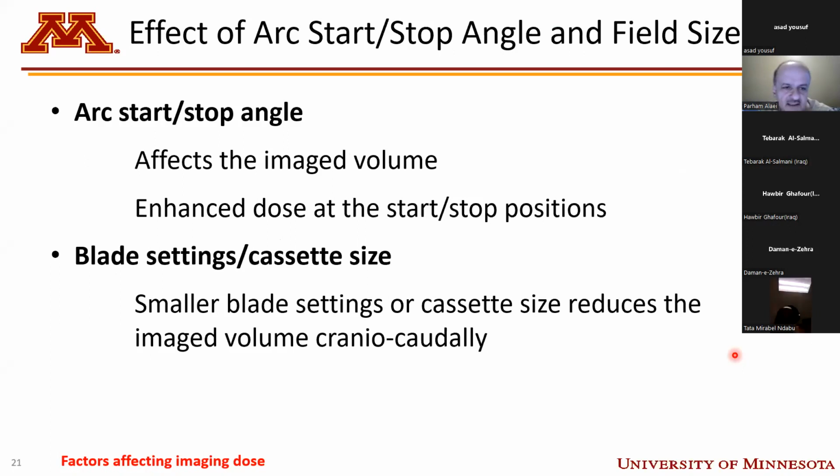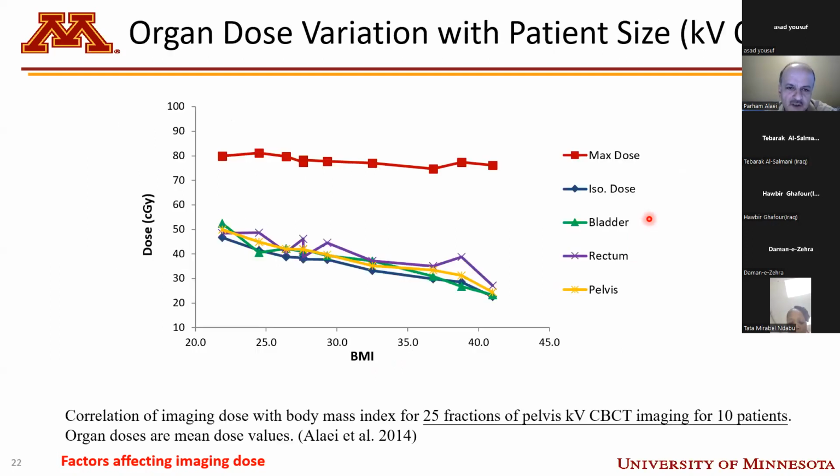The arc start-stop angles are applicable mostly to partial arc imaging. Obviously this affects the image volume depending on where you start and stop. The organs at risk in that pathway would get dose, and the ones that are not in it get less dose. And the blade setting and cassette size matter mostly in the craniocaudal, or in and out, direction, determining how much of the patient's volume you're going to image.